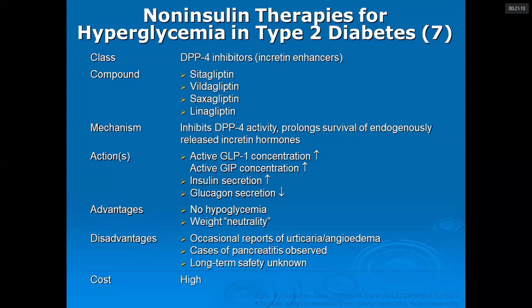Action: active GLP-1 concentration. Advantage: no hypoglycemia and weight neutral. Disadvantage: occasional urticaria and angioedema, cases of pancreatitis observed, long-term safety unknown.